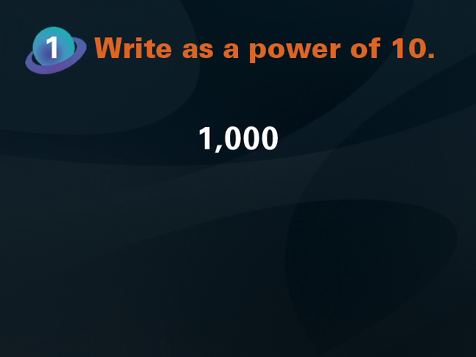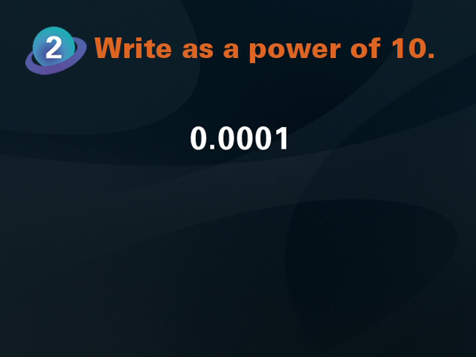In problem 1 of practice set 1, write 1,000 as a power of 10. 1,000 is 1 followed by 3 zeros. It's 10 to the third power. In problem 2 of practice set 1, write 1/10,000th as a power of 10. 1 is in the fourth decimal place. As a power of 10, 1/10,000th is equal to 10 to the negative fourth power.